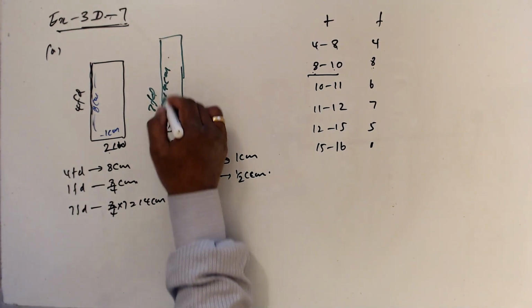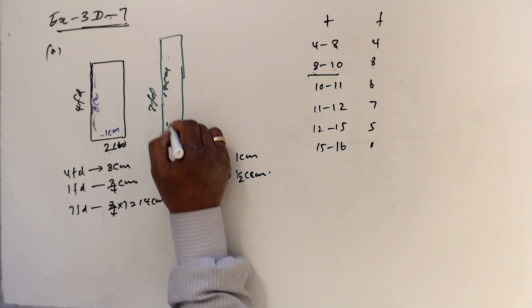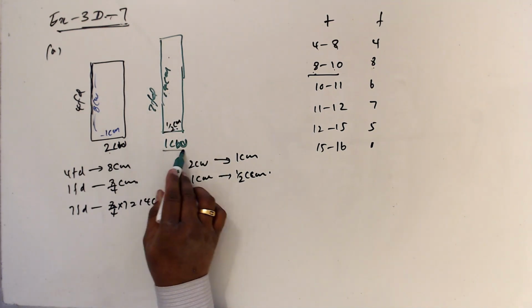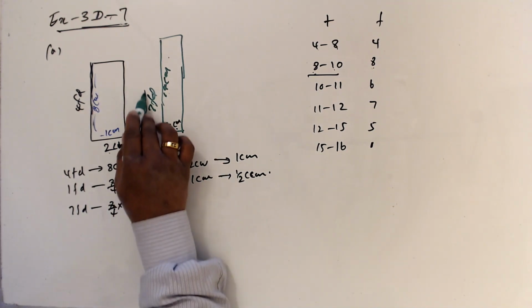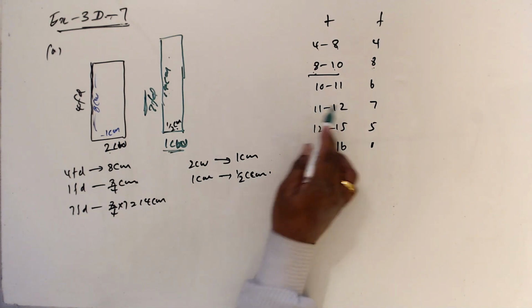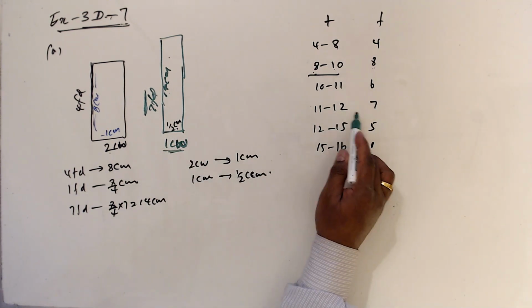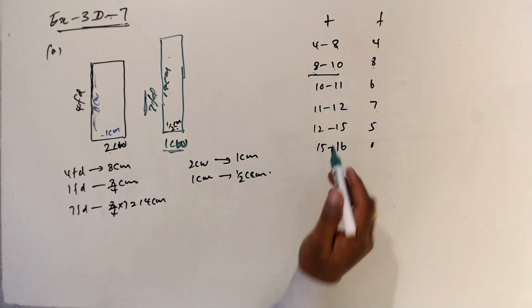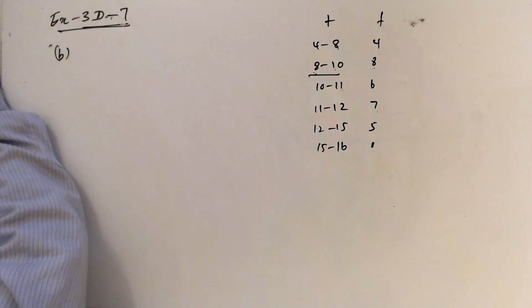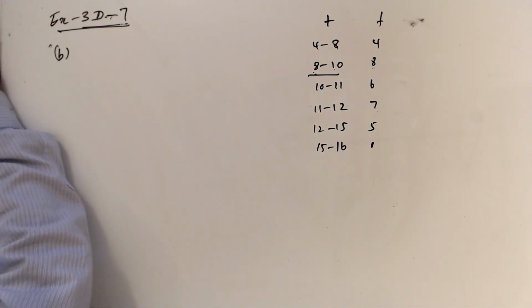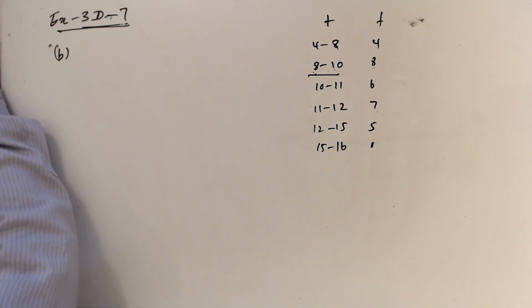In here you want to find the width and the height. So you should know class width and frequency density. Class width, and frequency density is frequency divided by class width. So now the next question is the mean and the standard deviation.